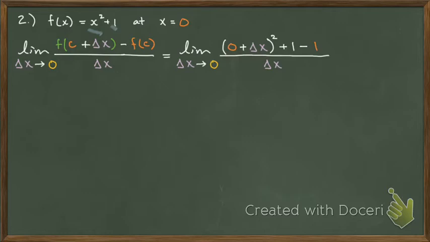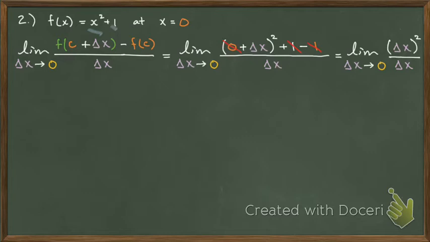So I'm ready to make some cancellations here. Plus 1 minus 1, those disappear. And when I have a 0 in the numerator there, plus delta x, that 0 I can just get rid of. Delta x squared is left divided by delta x. Easy enough. Delta x's cancel.